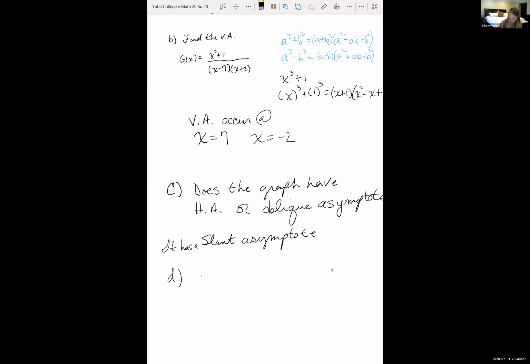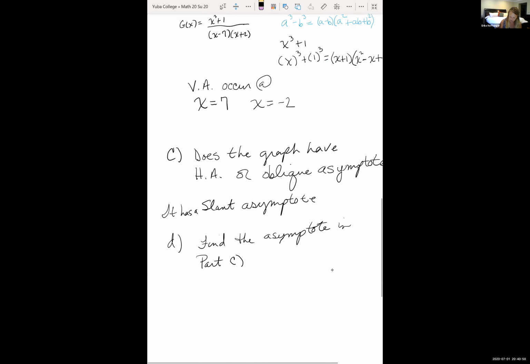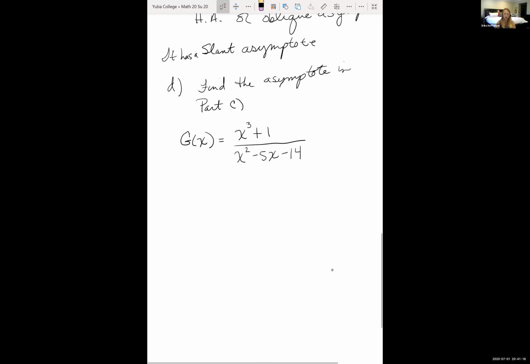Okay, so let's find the asymptote in part C. Okay, so let's look at our equation again of g of x. So our function was equal to x cubed plus 1 all over x squared minus 5x minus 14 before we factored it. And so if the degree of the numerator is larger, then we're going to want to use long division if it's just one more than the denominator, like we discussed it was.